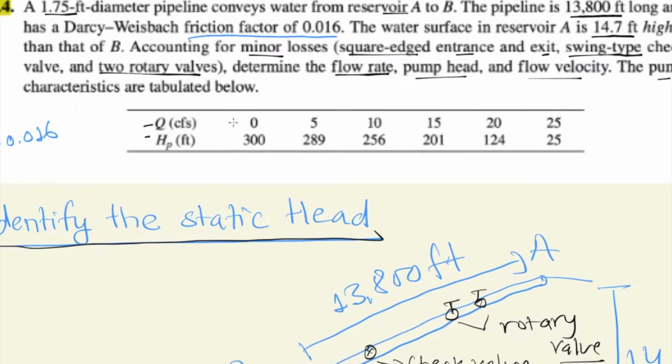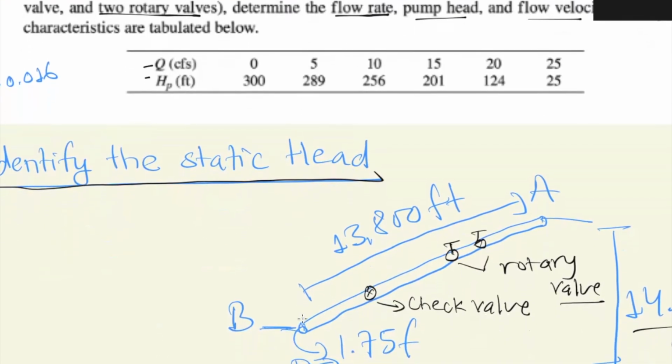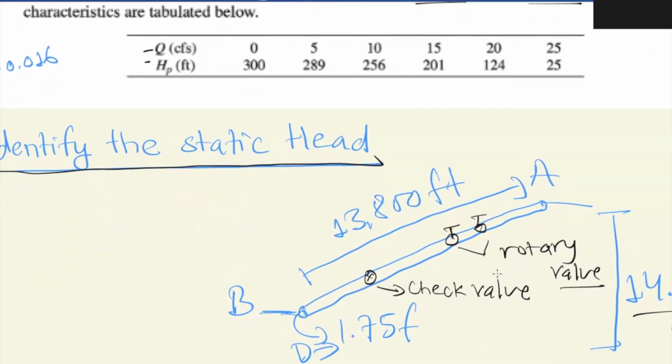The characteristics for the pump are given in the table. I have drawn the figure already. So here A is 14.7 feet higher than this B, and the length is also drawn, and I just added random things in the figure like the check valve and two rotary valves that we need to consider.